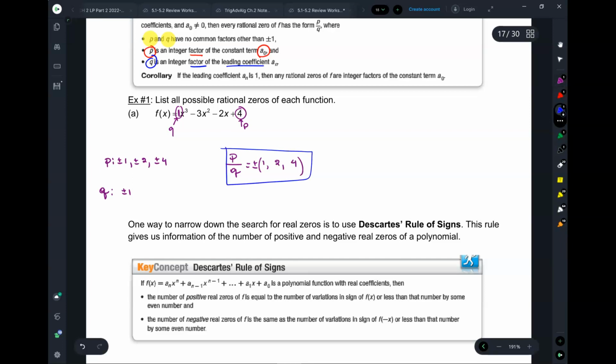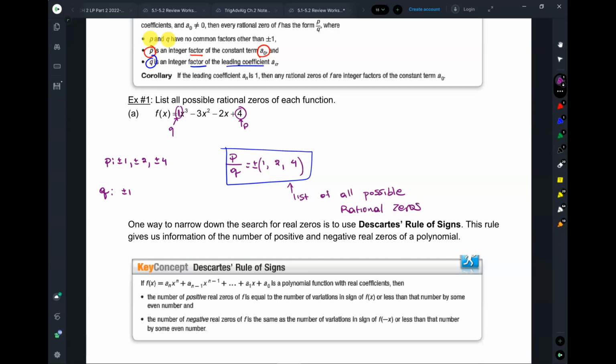What is this now? This is the list of all the possible rational zeros of this function. So for example, if the function had a rational zero, it has to be one of these 6 numbers. So we know that -3 can never be a zero of this function. 1/2 can never be a zero of this function because it's not in this list. Do you see that? So that's all this says. It's kind of cool.